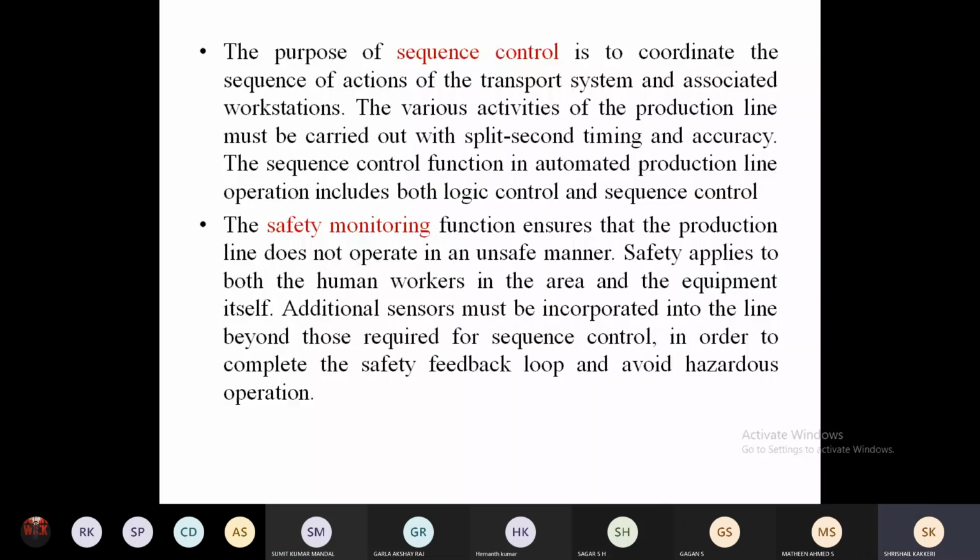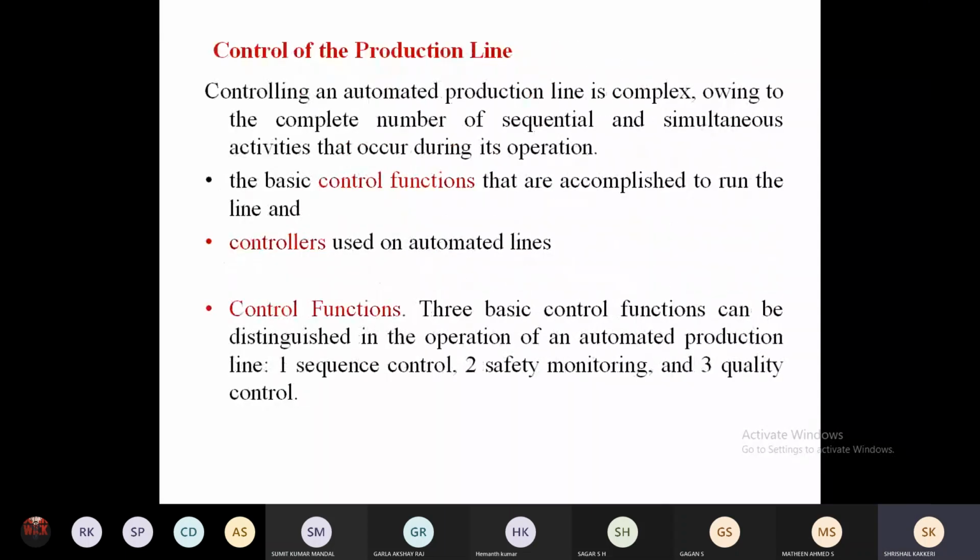So many times this control of production line has been given as a short note. For 10 marks they will be giving you: explain the quality production line. There are control functions and controllers. The control functions are three: sequential control, which will monitor the sequence of operations, what work is to be done first, what next, and so on. The sequential operations will be controlled by sequential control.